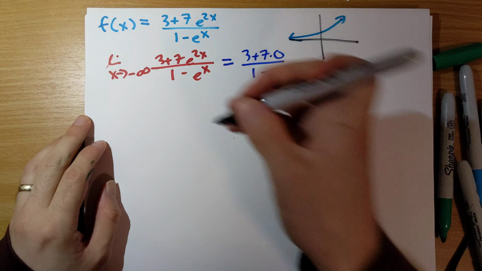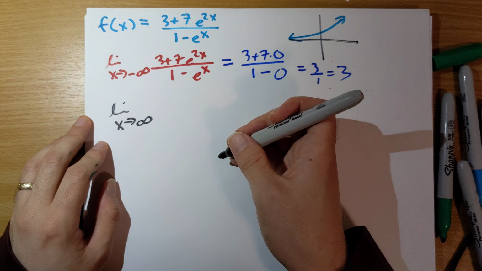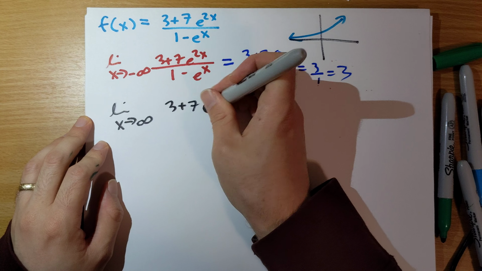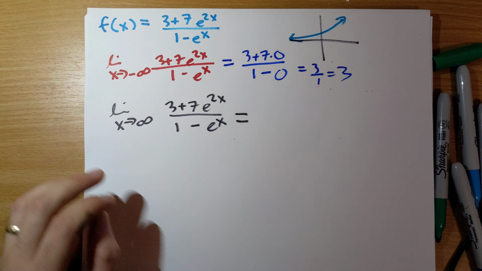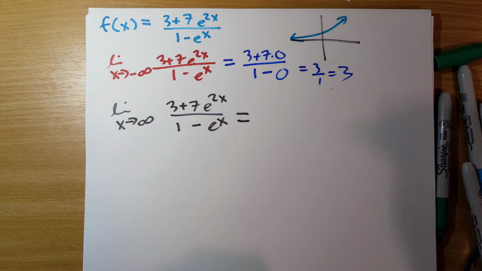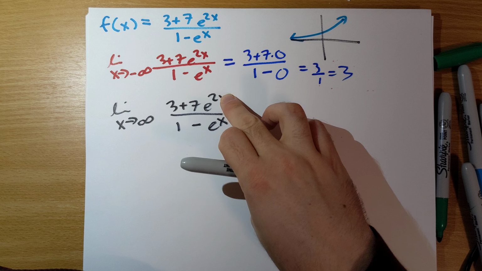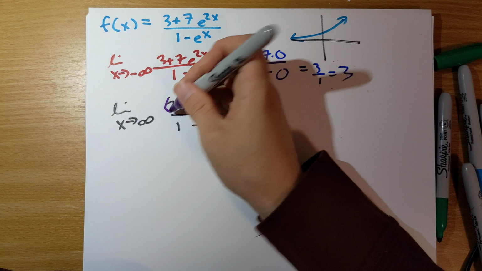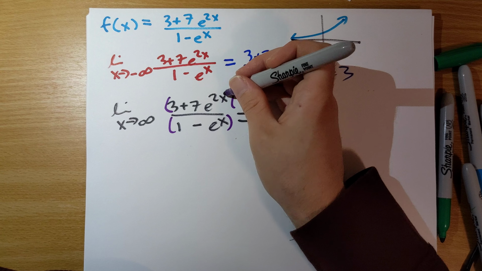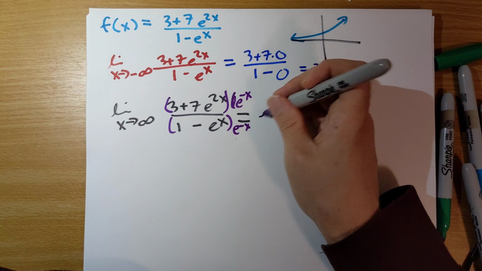Now for part B, the limit as x goes to positive infinity of f of x, (3 plus 7e to the 2x) over (1 minus e to the x). Well, what's going on here is that as x goes to infinity, e to the 2x and e to the x both go to infinity. So we need to do a little bit of manipulation. We're going to multiply both top and bottom by e to the negative x.